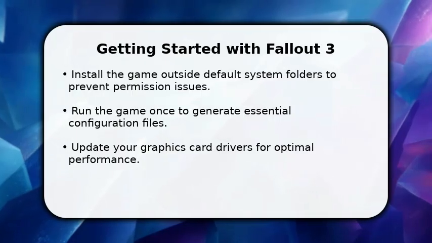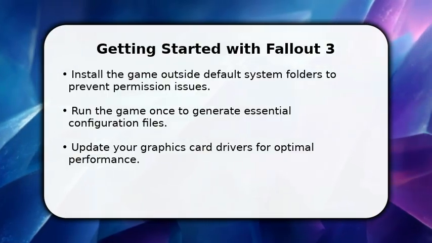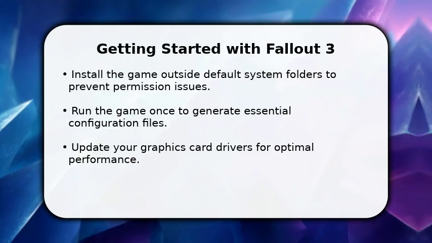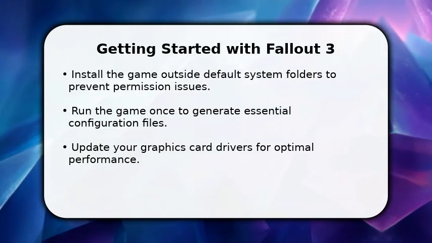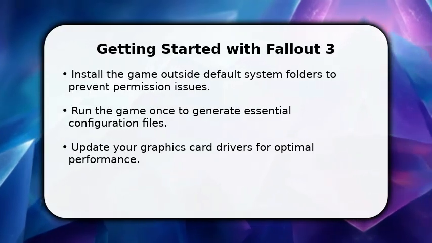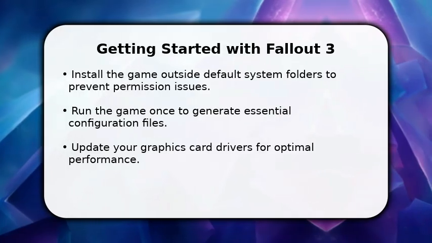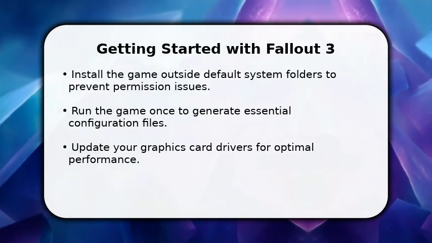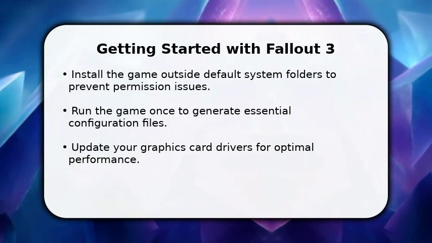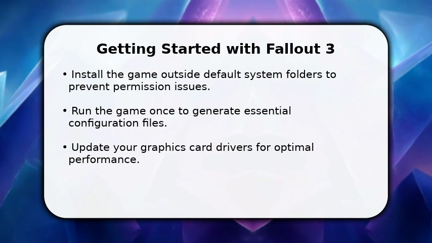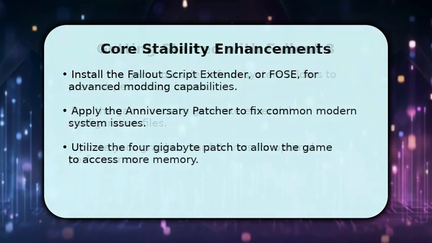In this video, I will show you how to get Fallout 3 running smoothly on your PC. First, install the game outside of your program files folders to avoid permission conflicts. After installation, launch the game at least one time to create necessary configuration files. Ensure your graphics card drivers are up to date for the best experience. Finally, set the game to run in windowed mode and as an administrator for improved stability, which often resolves initial launch problems. Next, we tackle core stability.